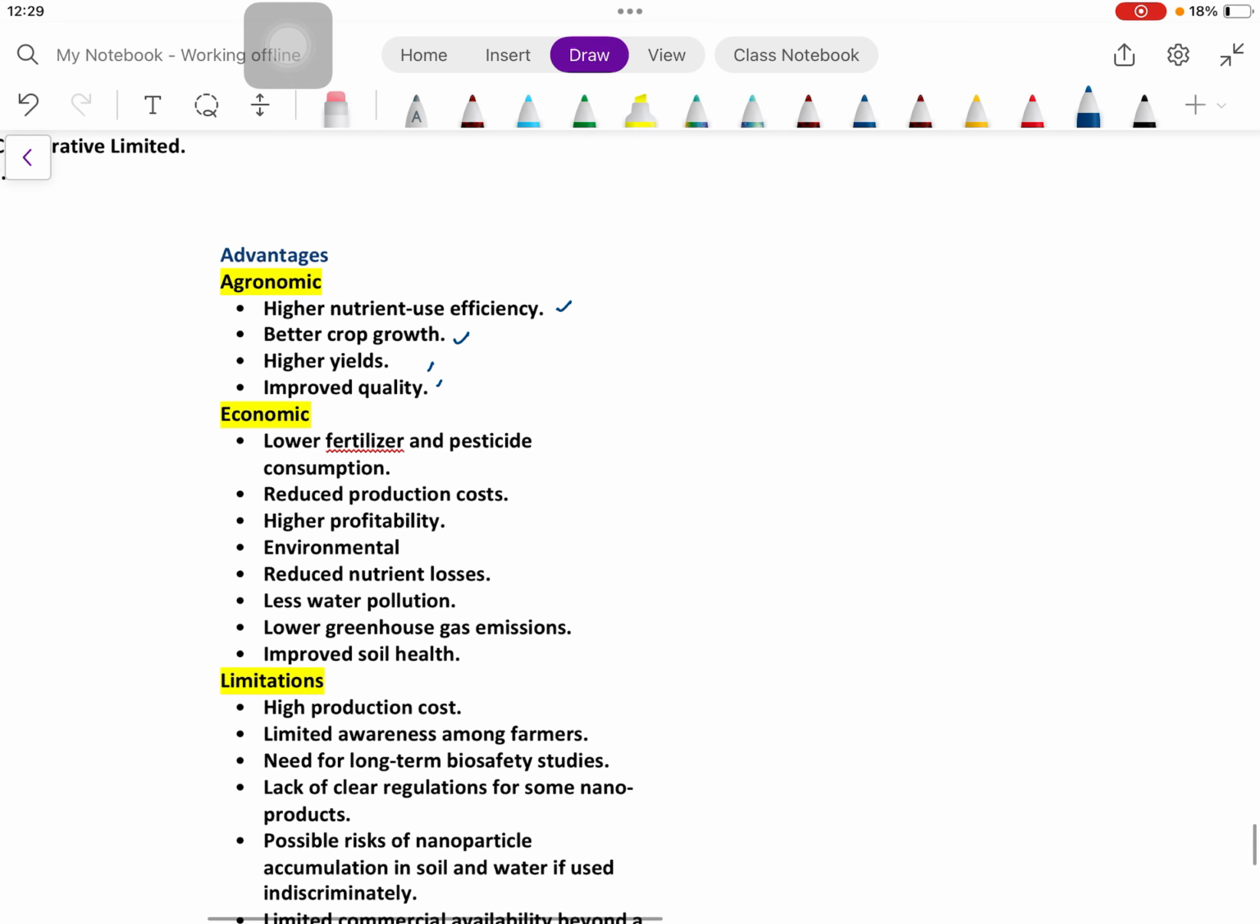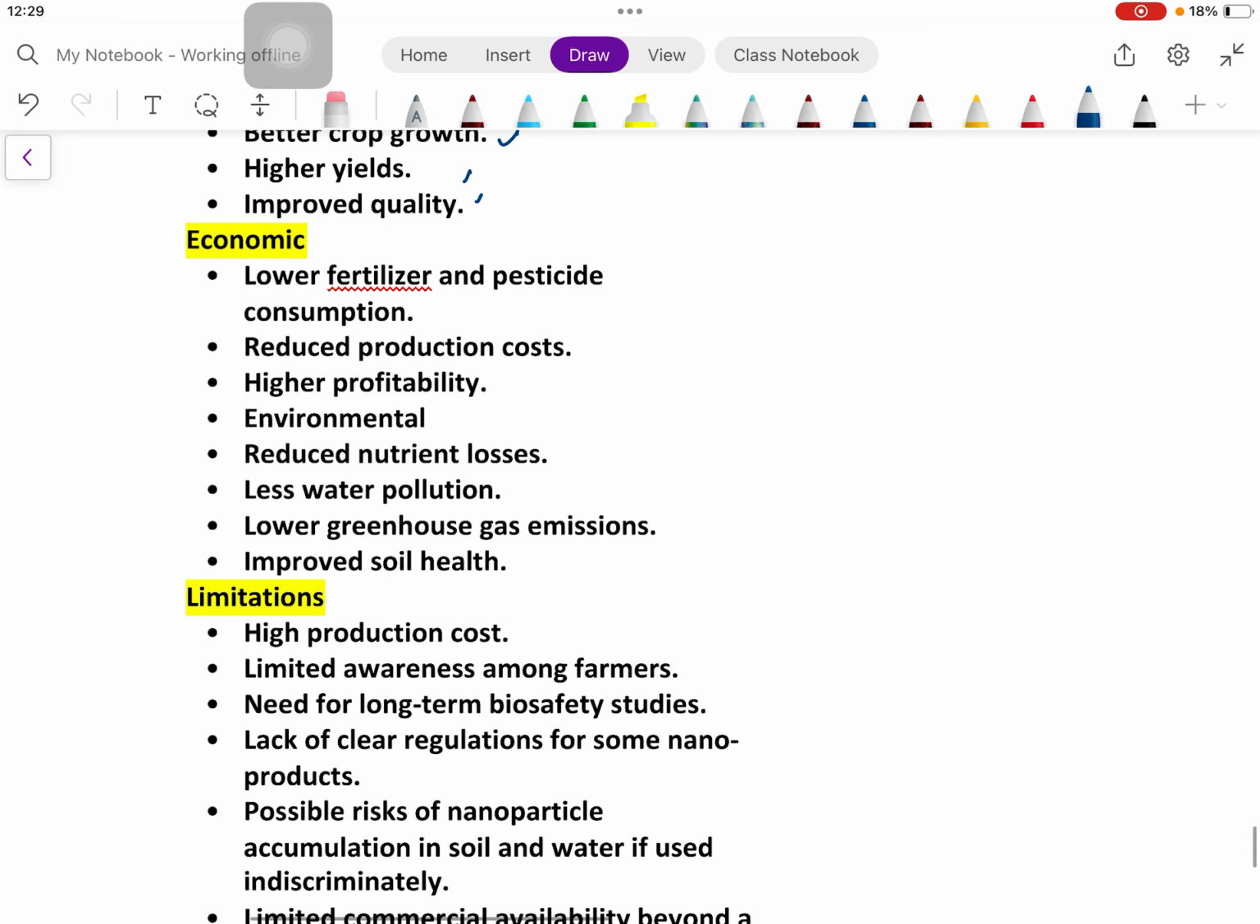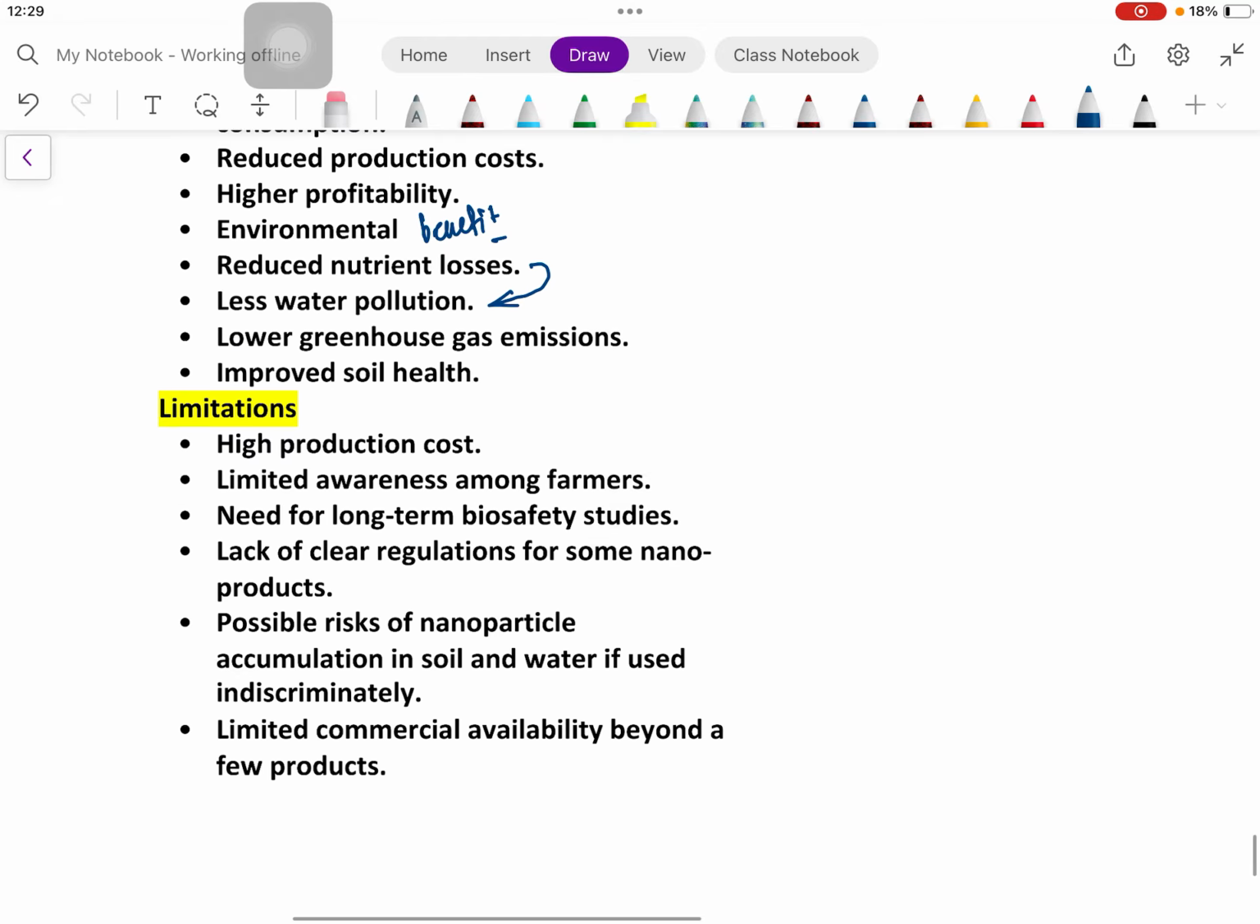Then economically, the requirement of various chemicals, be it fertilizer or pesticide, is less. So the production cost will be reduced, so higher profitability. Environmental benefit is also higher. Nutrient losses are reduced, as we have seen, so less water pollution. When nutrients get leached, they pollute the groundwater. So when nutrient losses are minimized, water pollution will also be minimized. Then lower greenhouse gas emission, improved soil health.